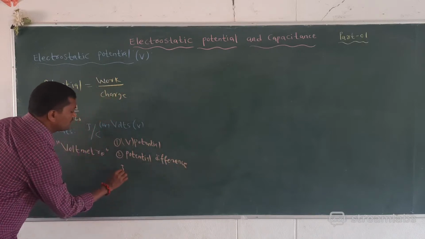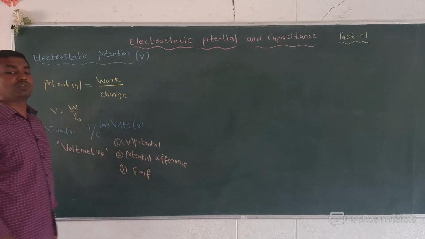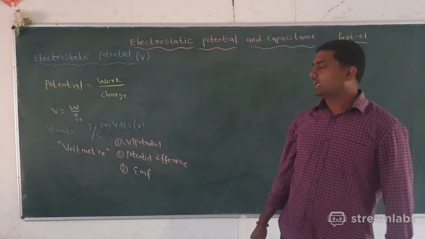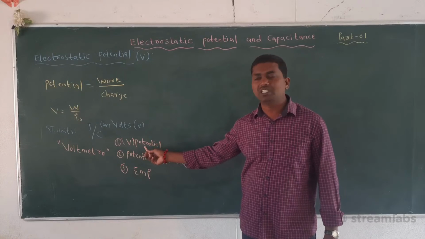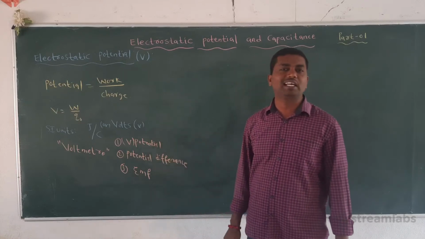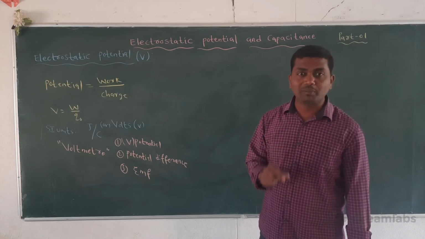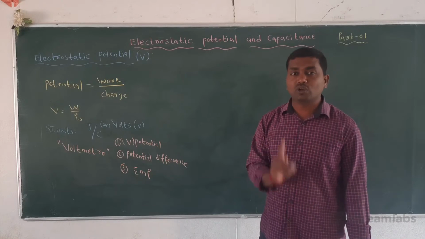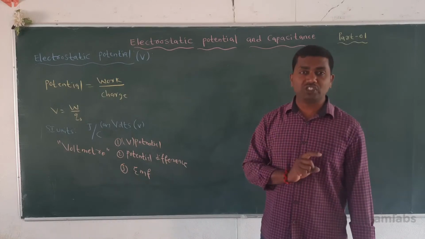And last, we can measure the EMF, the electromotive force of the cell. So the electromotive force of the cell, as well as the potential difference and also the electrostatic potential, these three physical quantities are measured by using the voltmeter.